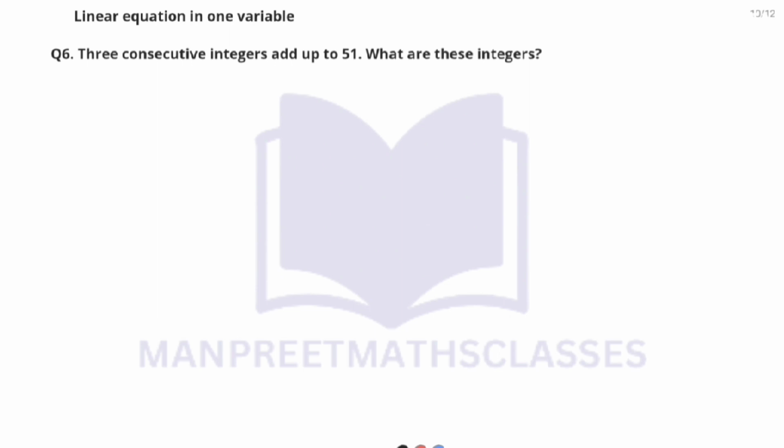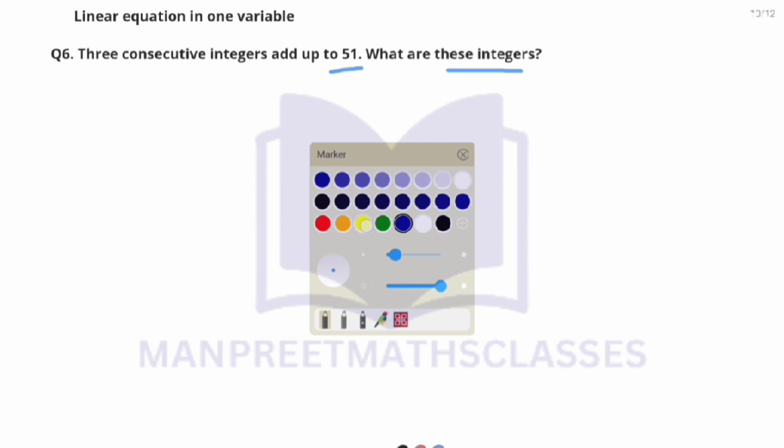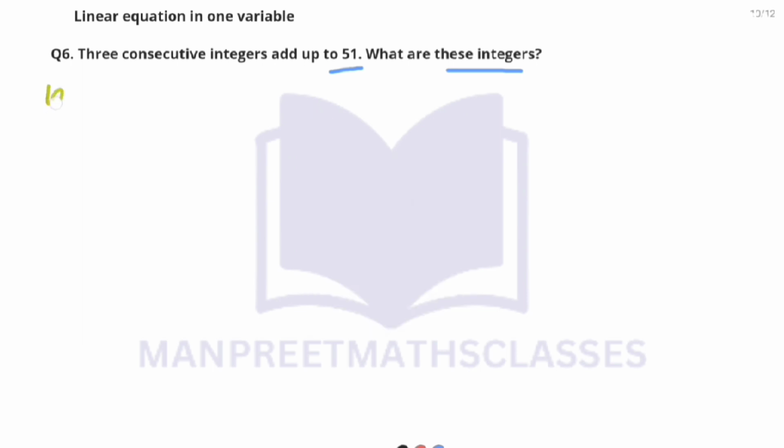So next question is: 3 consecutive integers add up to 51. These are 3 numbers whose sum 51 is given, and we need to find the value of these integers. So सबसे पहले हम इनको suppose कर लेंगे. So let 3 consecutive integers be.